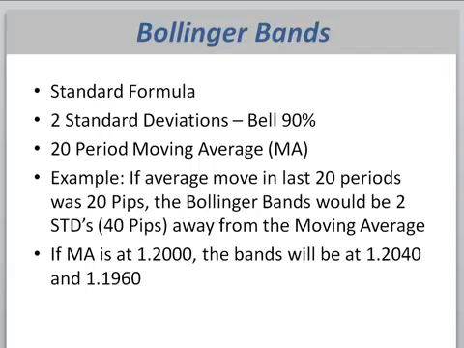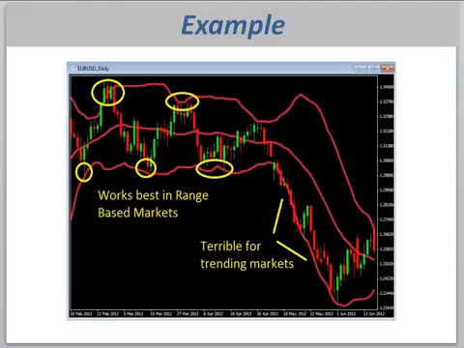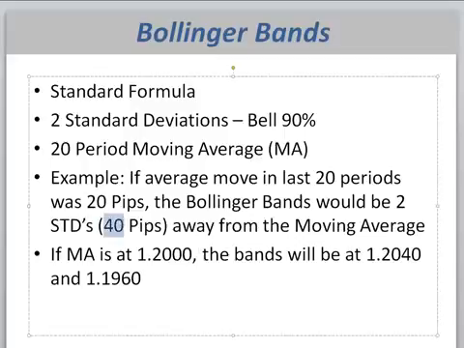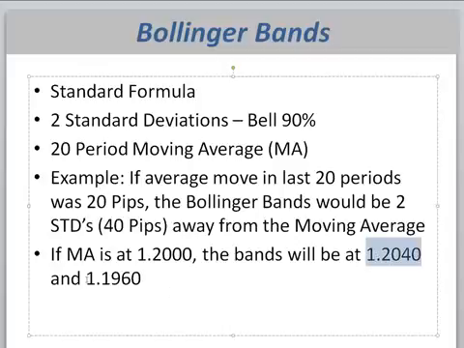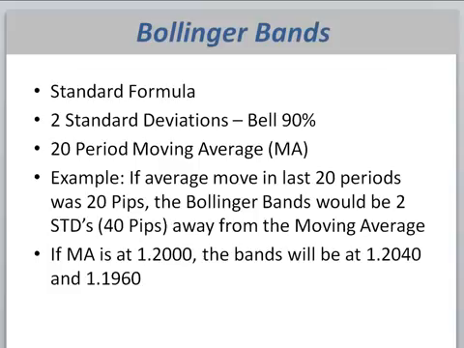Okay, so for our example, back over here, if we have a moving average that's at 120, the moving average is the middle line. So if our moving average is at 120 and our standard deviation was 40 pips, then our Bollinger Bands would be at 120.40 and 119.60. That's just 40 pips away from that 120 level. So that's basically how these Bollinger Bands move. They show when things are oversold and when they're overbought, and they're based on the highs and lows of how the instrument is trading.